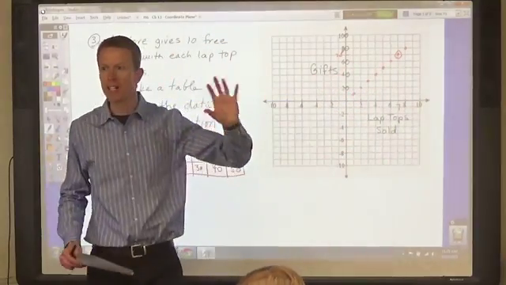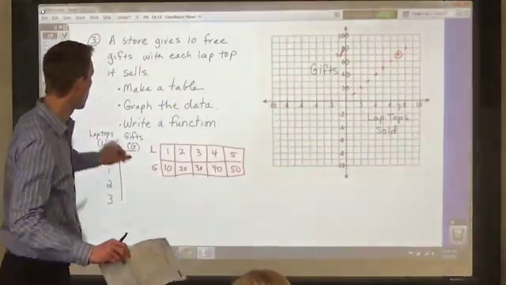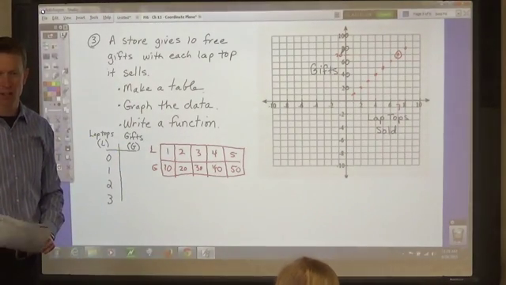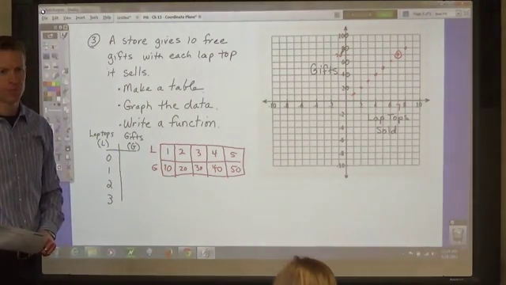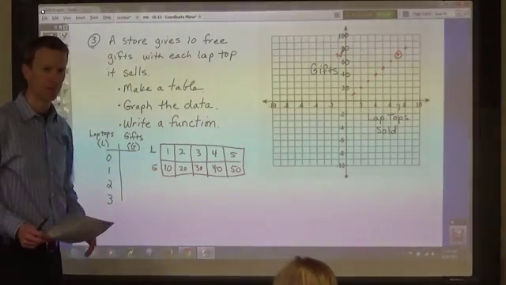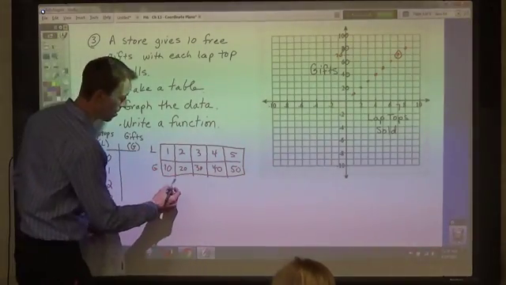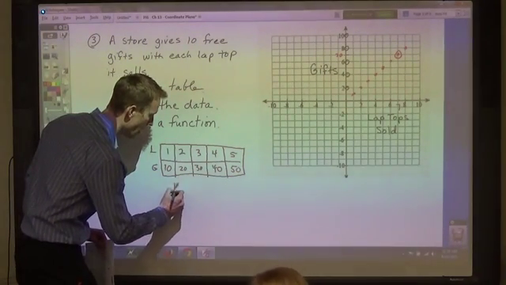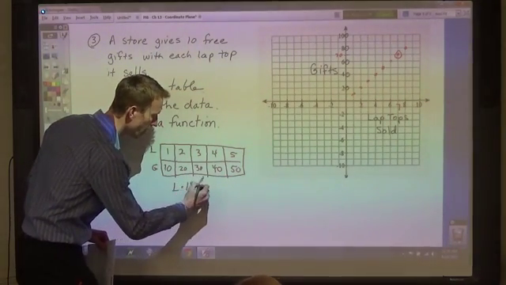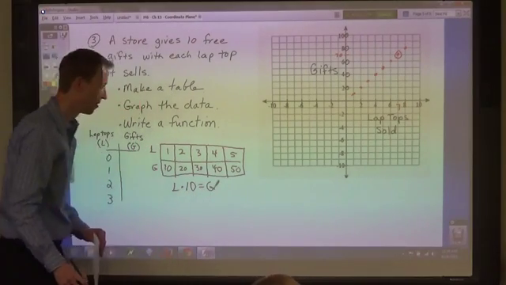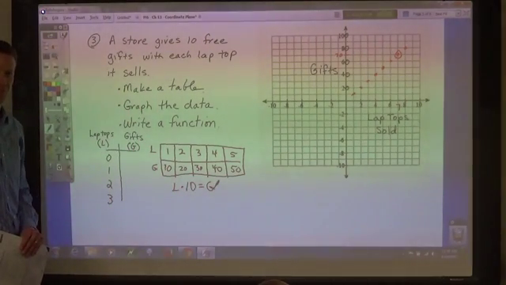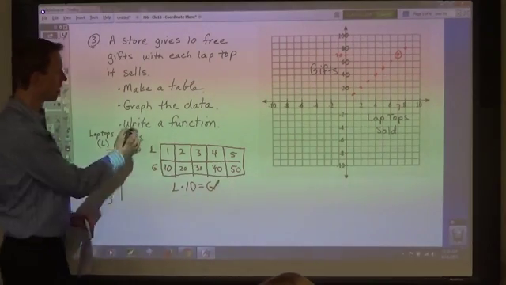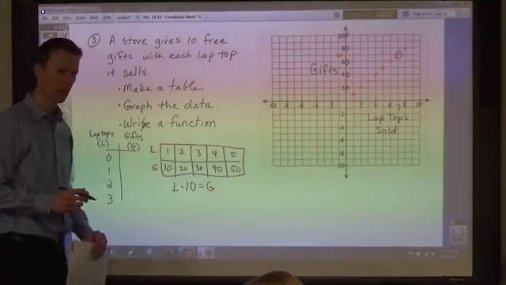So what operation is this? It says the last part is to write a function. So write a function rule. How do these numbers relate? Oh, times 10. L times 10 equals G. Yeah. L times 10 equals G. Can we just write that by it? Yep. And that is the function. Okay?